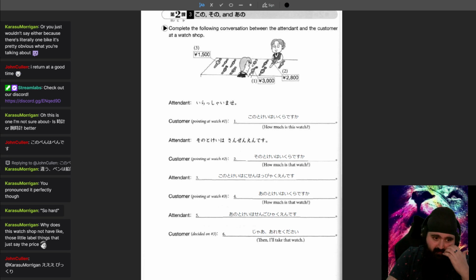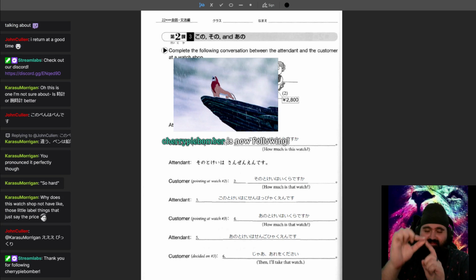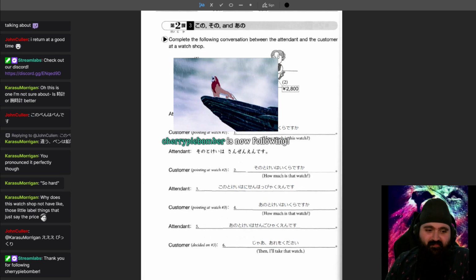I really do. Why does this watch shop not have those little label things that just say the price? Oh, you're right. Those little tags or whatever. To be fair, those are often like yay big anyway, so they'd be hard to see, you know.